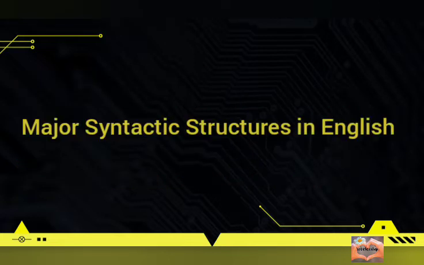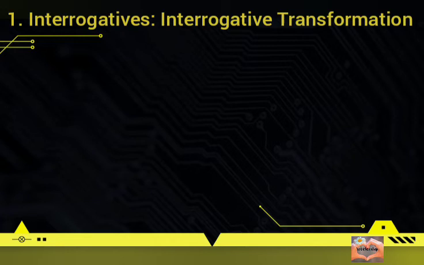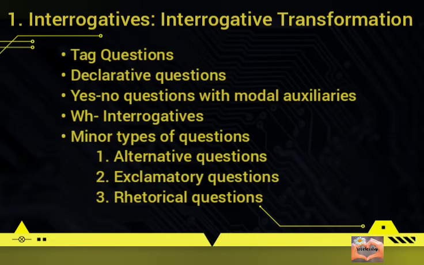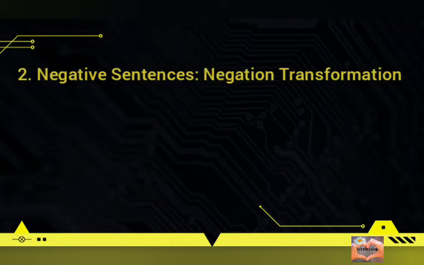Major syntactic structures in English. First one, interrogatives. Interrogative transformation rules are applied for constructing tag questions, declarative questions, yes or no questions, questions with modal auxiliaries, WH interrogatives, and minor types of questions like alternative questions, exclamatory questions, and rhetorical questions. Second one is negative sentences, that is, negation transformation is applied for the construction of negative sentences. Third one is commands.